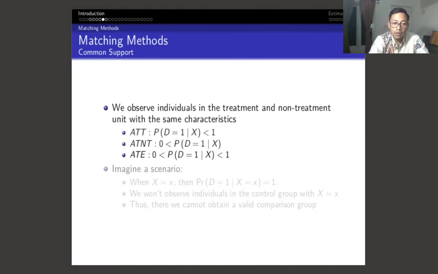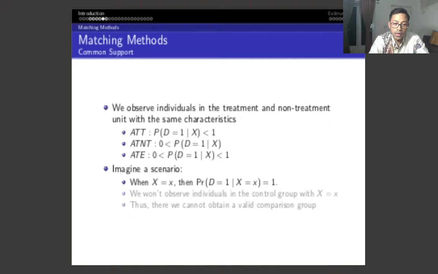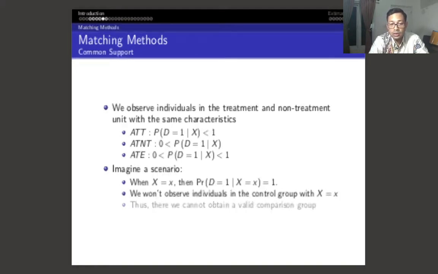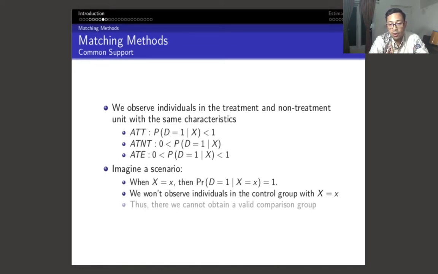Okay? So imagine a particular scenario. Suppose that when X is equal to a particular value little x, the probability of receiving the treatment for that x is going to be 1. The issue is that for X equal to little x, everyone gets the treatment. In that particular case, we won't be able to find individuals in the control group, individuals who do not receive the treatment, to be matched with individuals who receive the treatment. So this is the particular issue when, for a particular value x, we won't see individuals in the control group. And so in this case, we won't be able to obtain a valid comparison group.